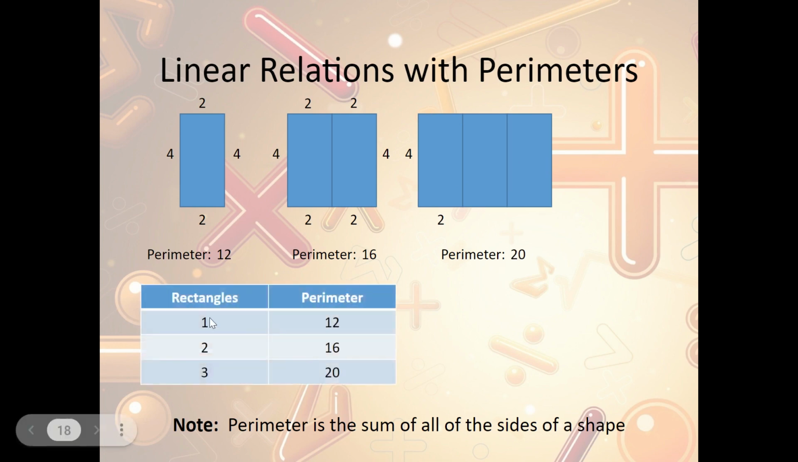So now, if we were to do this by the number of rectangles and the perimeter, so this is one rectangle here, which was a perimeter of 12, 2 rectangles was a perimeter of 16, and 3 rectangles is a perimeter of 20. Therefore, we want to know, is this linear? Well, we're adding by 1 each time here, so that's consistent and addition. We're adding by 4 each time here. That's consistent and addition. So yes, it is a function, and it is linear.